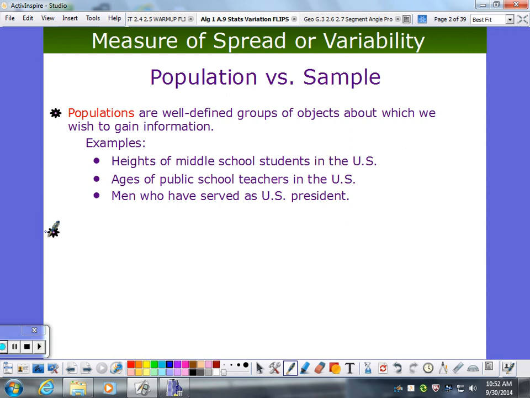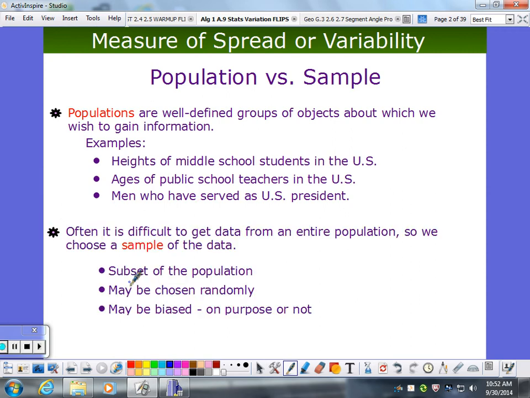So population. Often we can't get to an entire population. So we take a sample of members of that population. It's a subset of the population. And it's very important how you choose your sample. Sometimes they're just randomly chosen. But sometimes you get a bias. And what does that mean?